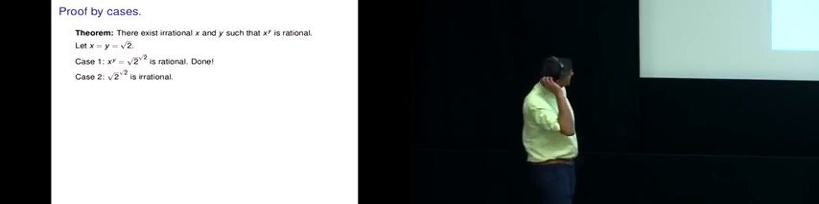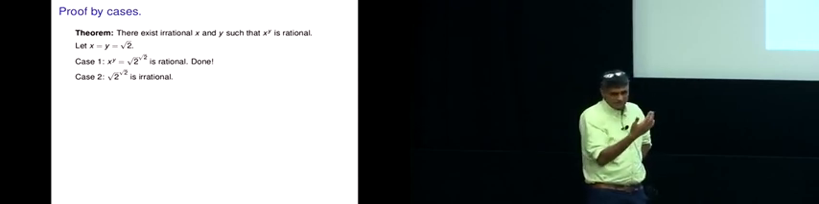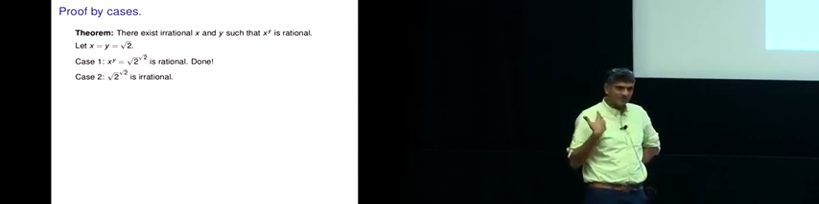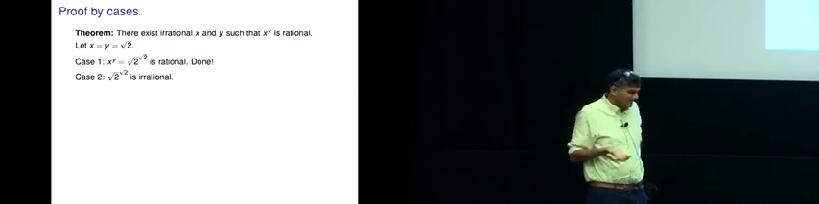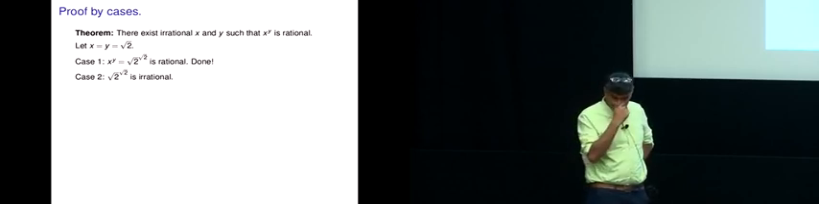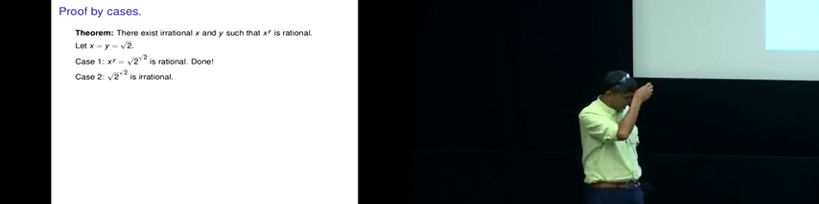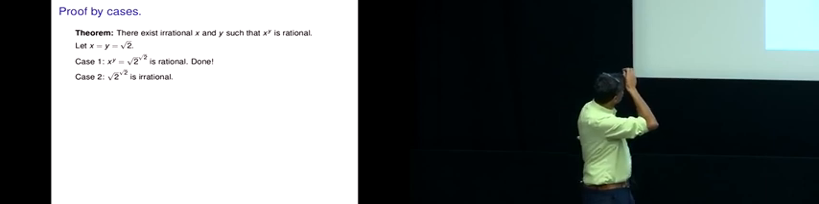So now, root 2 to the root 2 is irrational. Let's assume that. It could be, we don't know what it is. I'm making no claims that I know whether it's rational or not. I have no idea. But it's one of the two. So in the case it is rational, we're done. The theorem is proven.